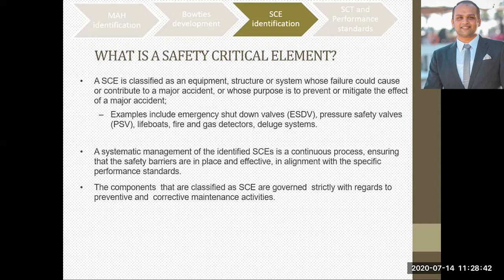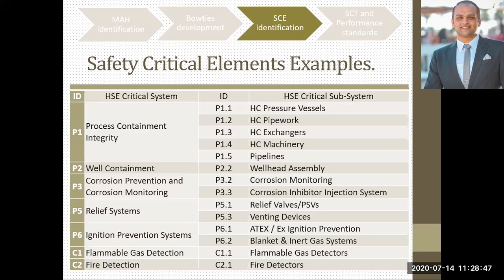These are some categories of the safety critical elements. Once you define the safety critical elements according to the barriers which we defined in the bow tie, you go to the asset register for any asset, offshore or onshore, take all of the equipment which is related to the barriers, and categorize them here as safety critical elements in these categories. And these are not all the categories. The categories can reach even 30 or 40. I just gave you a glance, an example of them: process containment integrity, well containment, corrosion prevention and corrosion monitoring, relief systems, ignition prevention systems, flammable gas detection, fire detection, and all of these have their subsystems, as you can see: pressure vessels, pipework, exchangers, machinery, etc. So all of these are categorized from the asset register according to the barriers which have been identified in the bow ties.